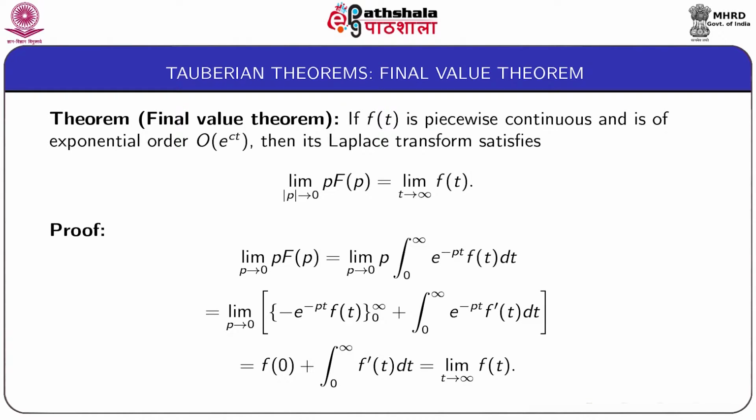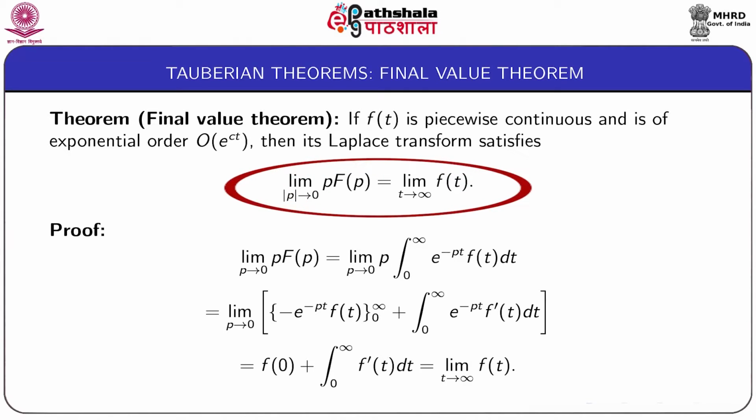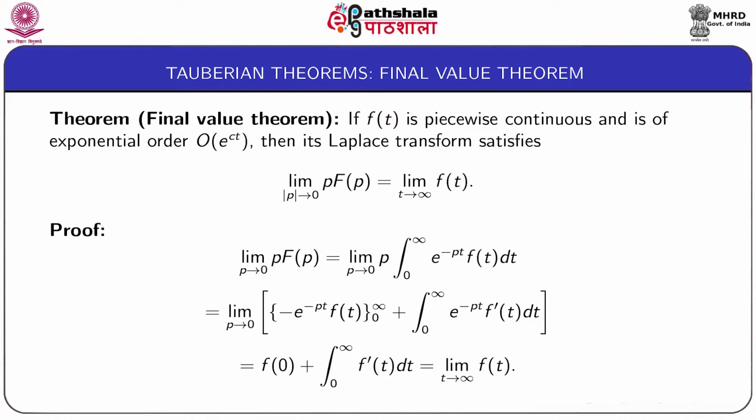The next theorem is the final value theorem. It states that if f(t) is piecewise continuous and is of exponential order, that is f(t) is of order e to the power ct, then its Laplace transform satisfies limit mod p tends to 0 p F(p) equal to limit t tends to infinity f(t).